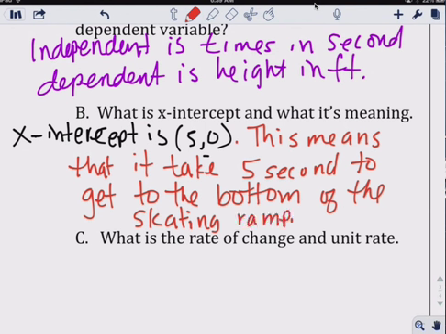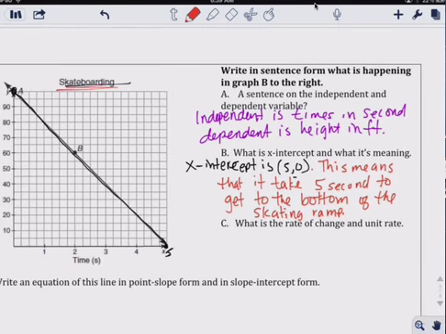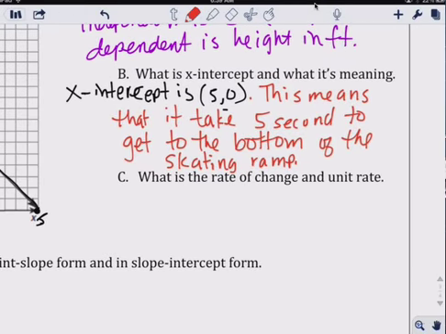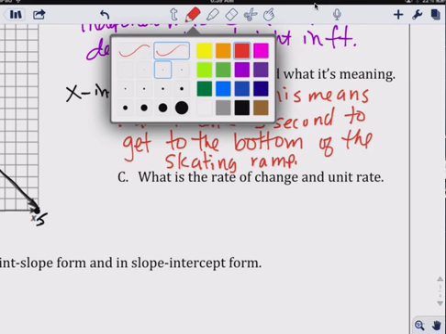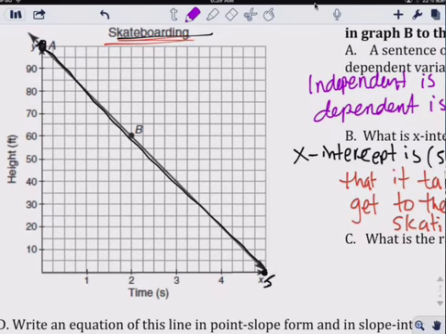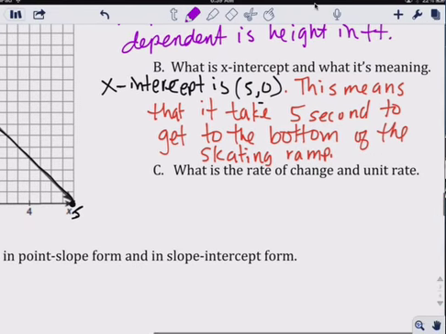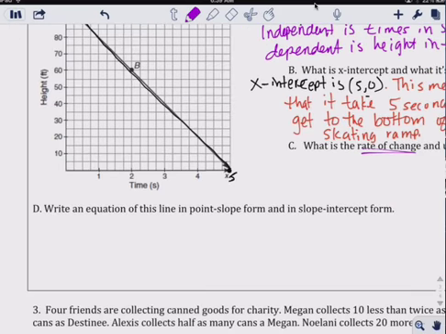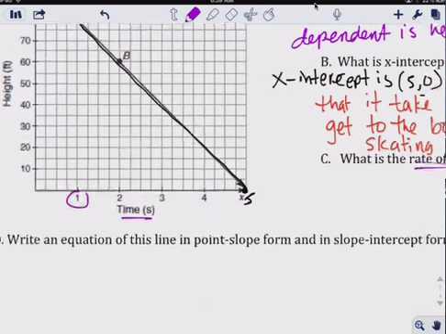Okay? Someone's skateboarding. That's how we know. Title is important. It helps you understand the story. What is the rate of change and the unit rate? Okay, the rate of change, the slope, unit rate in this case, how far is he in 1 hour?